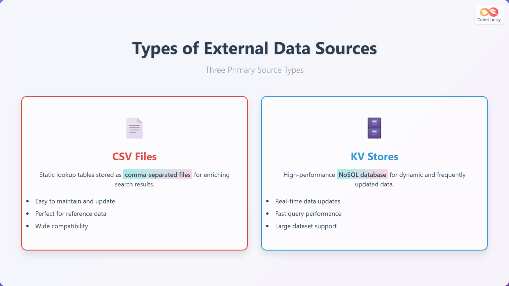Second, we have key value stores, also known as KV stores, which are high-performance NoSQL databases built into Splunk. KV stores excel at handling dynamic data that requires frequent updates and can support large datasets with fast query performance. They're perfect for real-time data scenarios where information needs to be updated regularly.